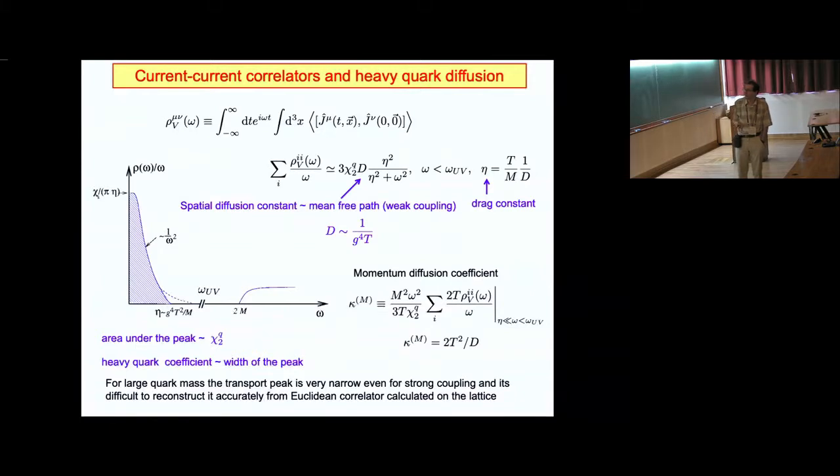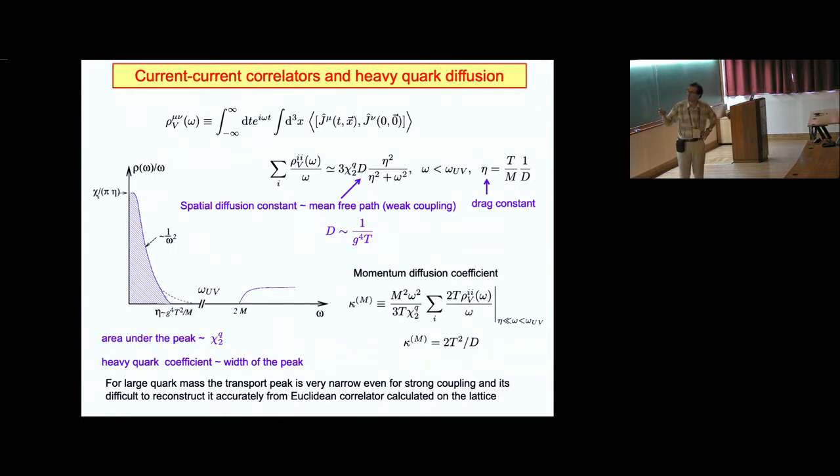Now, if you ask where the information about the transport is encoded, the area under this transport peak tells you overall what the charge degrees of freedom are and how much they fluctuate. That's a Boltzmann observable, which you can calculate by taking the derivative of the pressure with respect to chemical potential. So that part we know, but the real-time information is really encoded in the width of the transport peak, because the width, being proportional to eta, is related to the spatial diffusion coefficient or the relaxation time in your system.